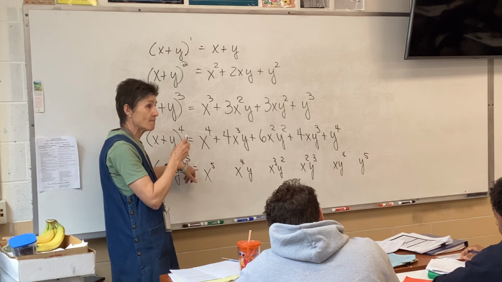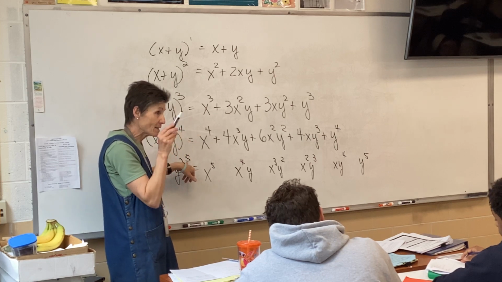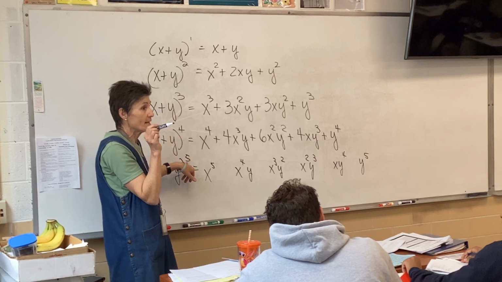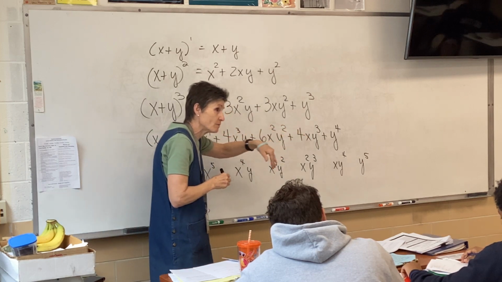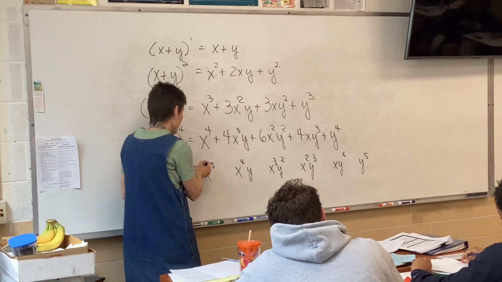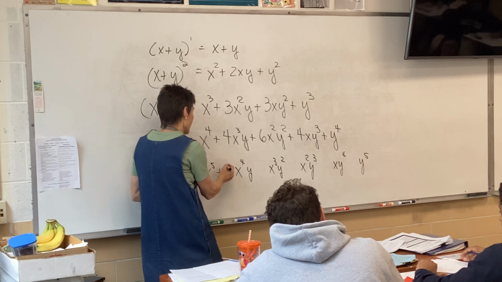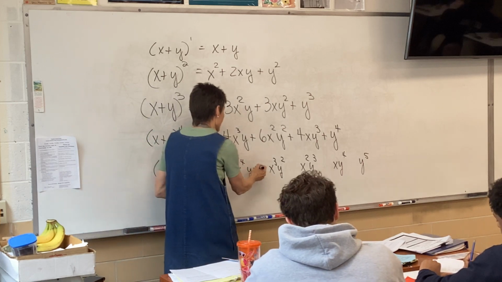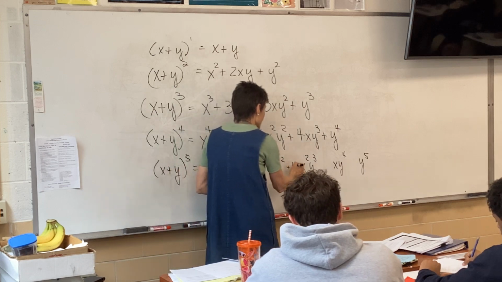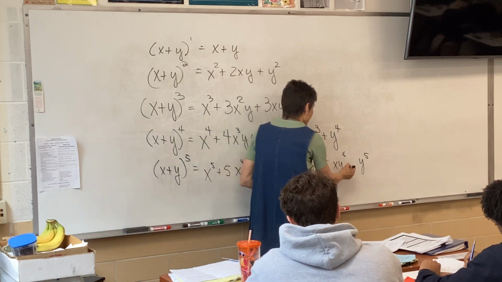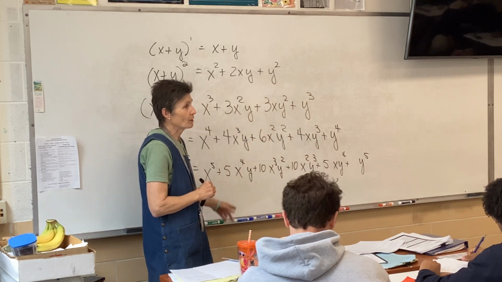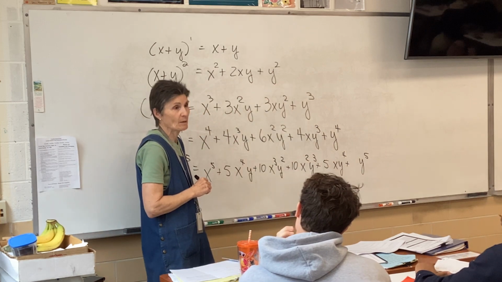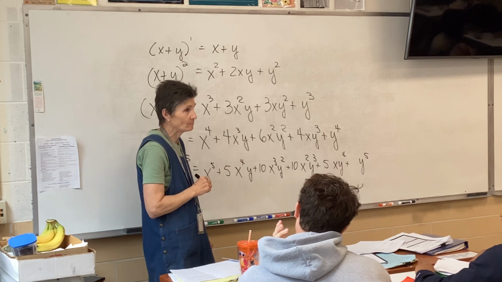Since this is the 5th expansion, 5th power, it's going to be the 5th row. Did you write it down when I had it over there? 1, which you don't have to write down. 5, 10, 10, 5, 1. Don't you wish you would have known that back in Algebra 1 when they were making you multiply all that out?